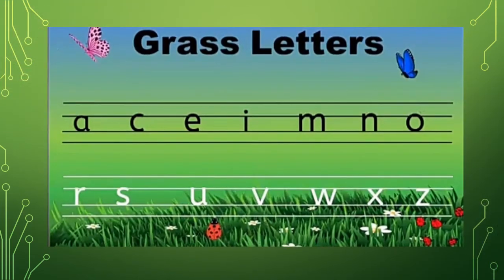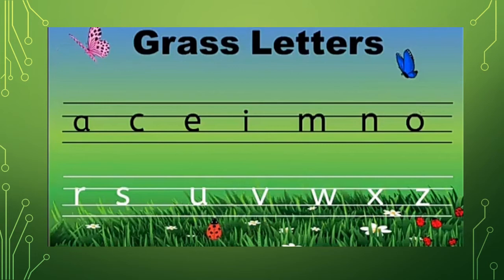Let's come to the grass letters. As we know, grass is on the ground. Where is the grass? Yes, it is on the ground. So grass letters means that out of these 4 lines, on the 2 middle lines we will write the grass letters. On the 2 middle lines we will write the grass letters.